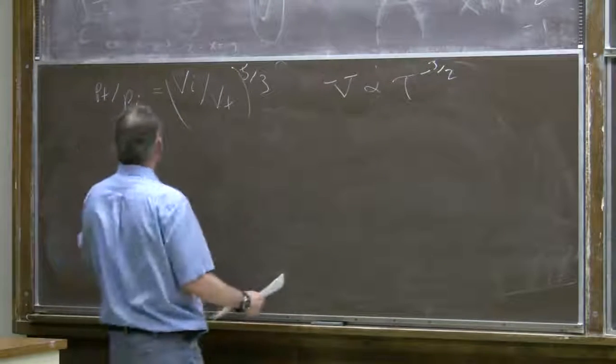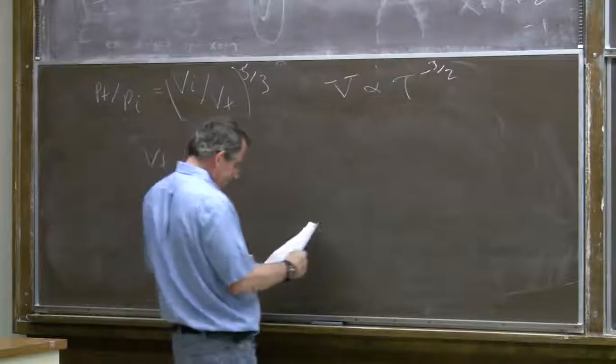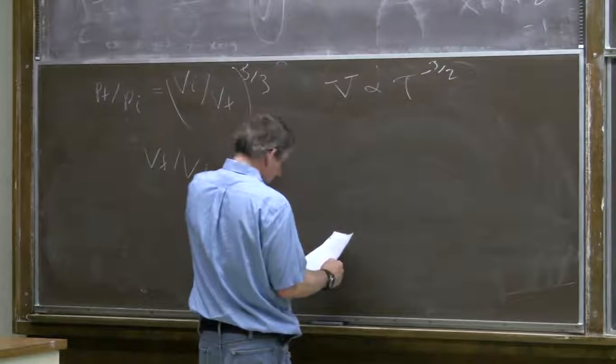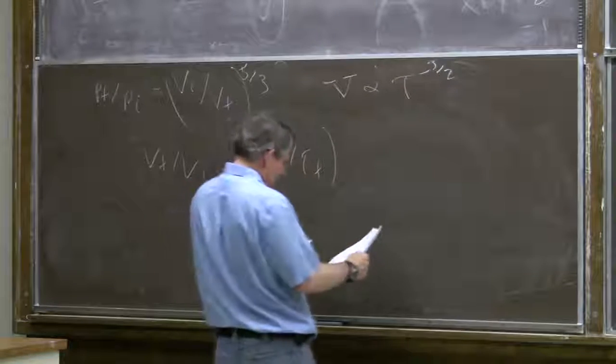I can say that the ratio of final volume to initial volume is initial temperature divided by final temperature to the 3/2.